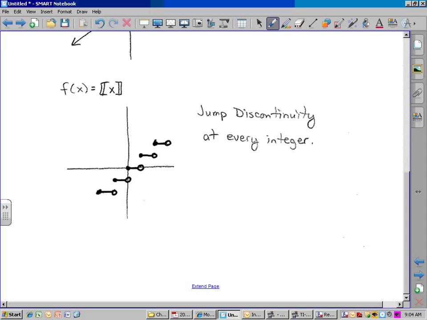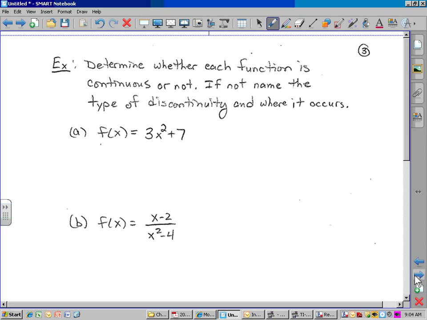Again, if you're watching a recording, you can pause this at any time if I'm going too fast. All right, let's take a look at an example. We're going to determine whether each function is continuous or not. If not, name the type of discontinuity and where it occurs.